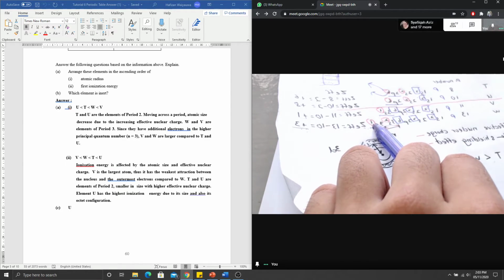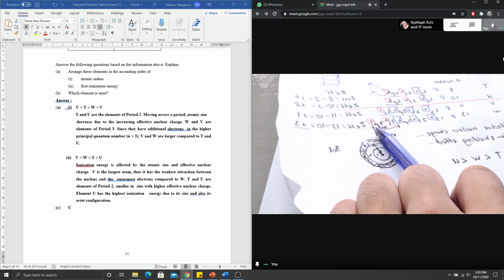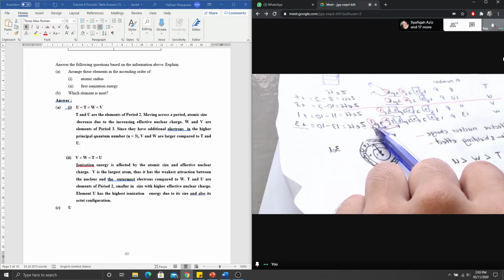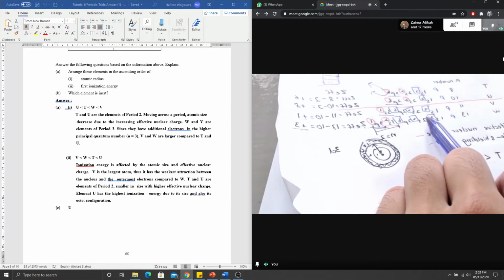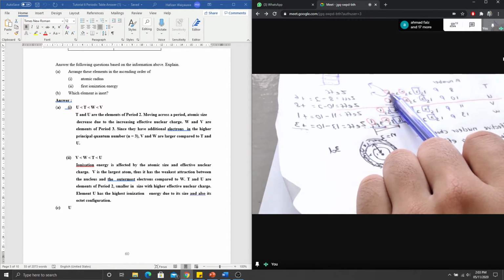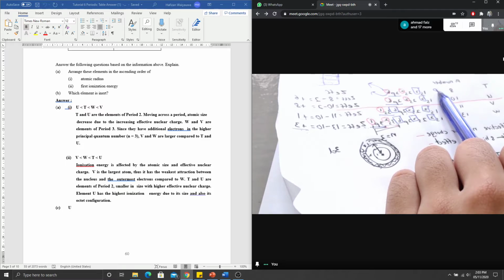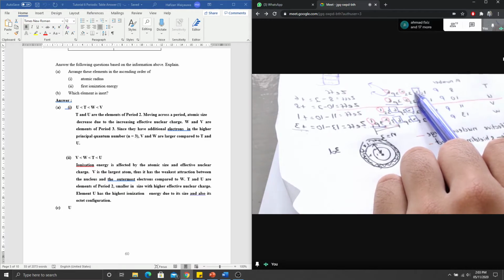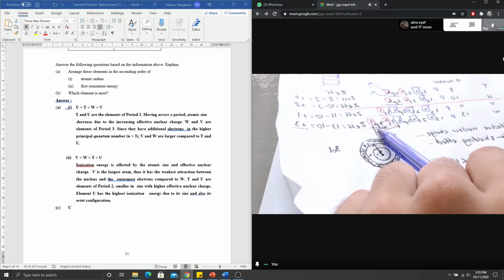Yang 13, yang bawah. This one kan? Sebab dia dah lah duduk jauh. Kemudian dia shielded by 10 electrons. Compared to this, dia duduk comparatively dekat dengan proton, and is only shielded by 2 inner electrons. So if you see, the bigger the atom, the easier nak remove the electron.